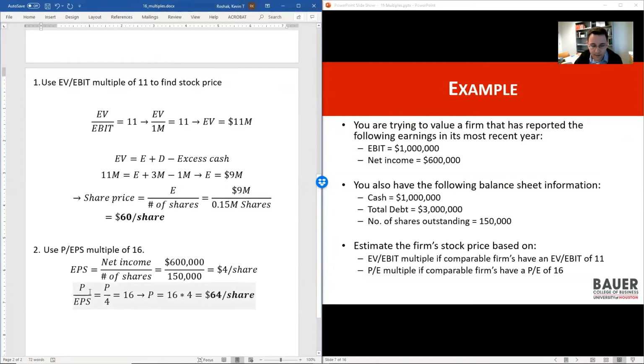And that's it for today, right? That's the new stuff. You have this market price over accounting number. Do one step of algebra to solve for the price that you care about.